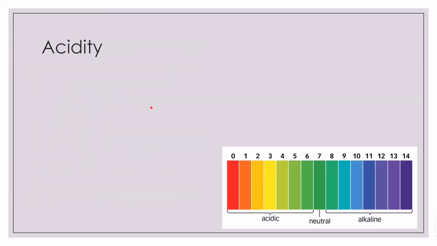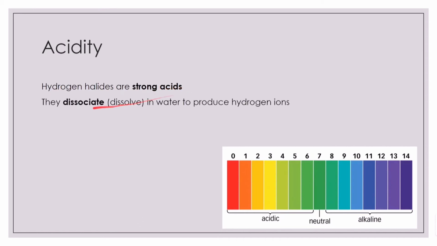And next we're going to be looking at acidity. Hydrogen halides are strong acids. This is because they dissociate in water to produce hydrogen ions. And to dissociate just means to dissolve in water. So if we look at an equation, we have our hydrogen chloride, and it is aqueous because it's dissolved in water. This produces hydrogen ions and chloride ions.